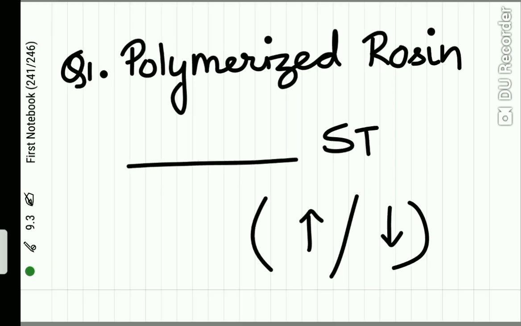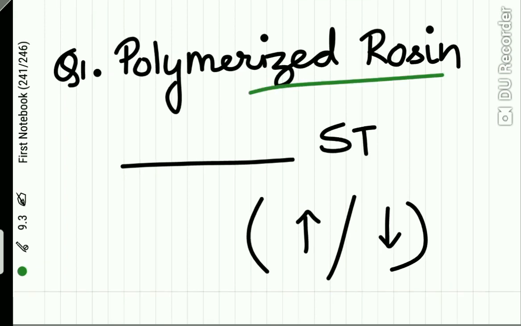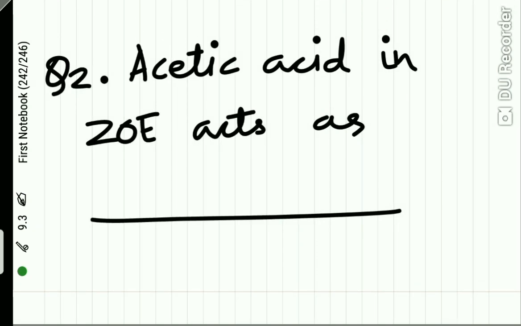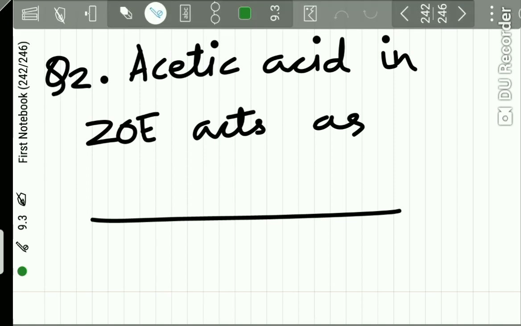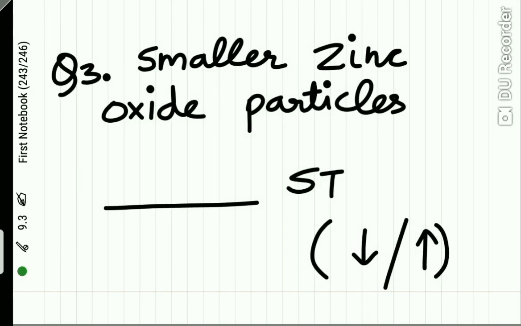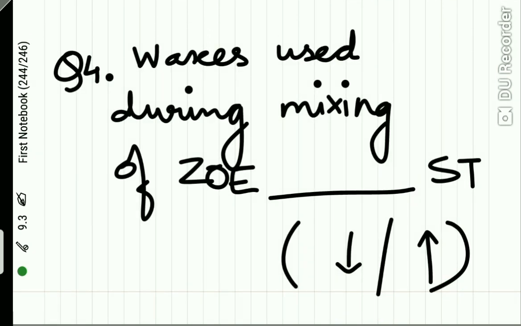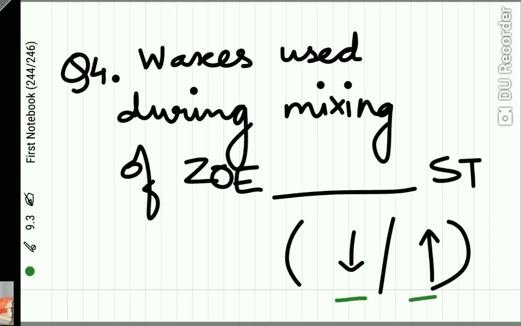So the first question today: what is the effect of polymerized rosin on the setting time, whether it increases or decreases? Now, what is the use of acetic acid? The acetic acid acts as what? Question number 3: smaller zinc oxide particles, do they reduce or increase the setting time? Fourth question: the waxes used during mixing of ZOE paste have what effect on the setting time? Increase or decrease?